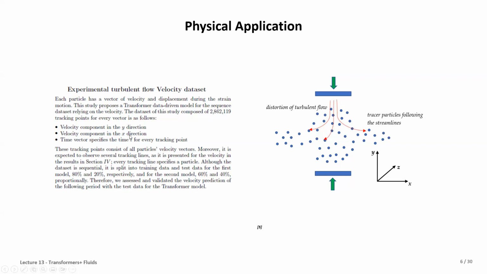From the dataset information, here I can explain that the data has 2,862,119 tracking points for every vector, and every vector has a velocity component in the y direction and a velocity component in the x direction, and the time vector which specifies the time for every tracking point.